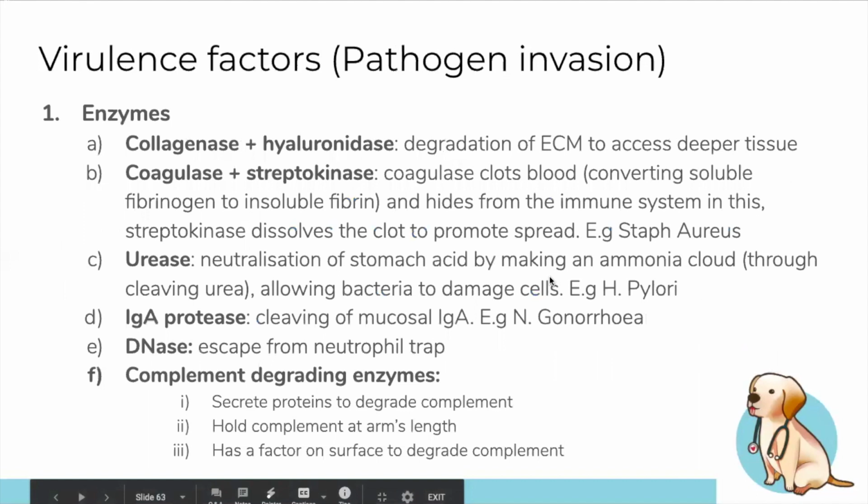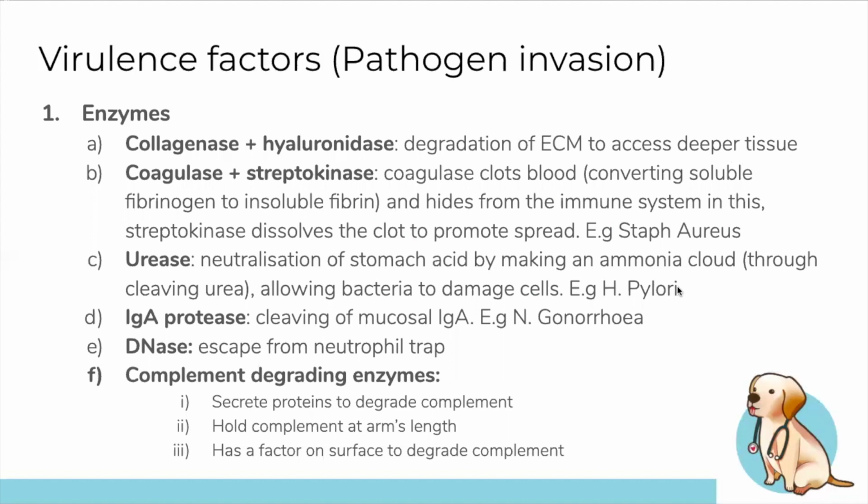Okay, so things that help the pathogen with invasion. This is, I think, one of the high yield things from microbiome, because I remember this coming up in the exam and I was like, bro, what the heck? Okay, so let's start from the start. Your bacteria can express a number of enzymes that help it invade the body. So you have collagenase and hyaluronidase, which are hard to pronounce, and these basically degrade your extracellular matrix to get deeper.